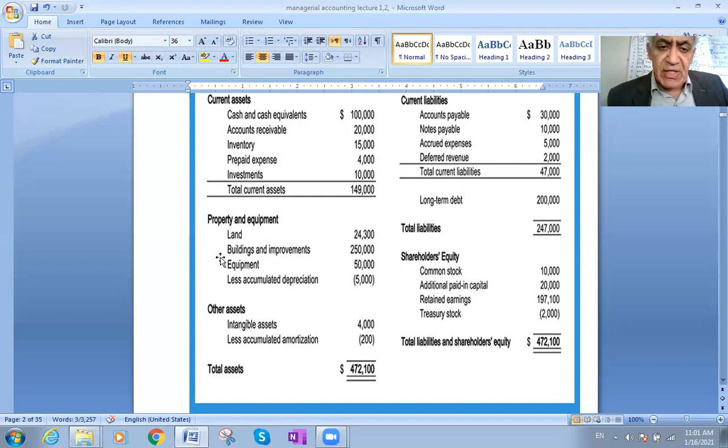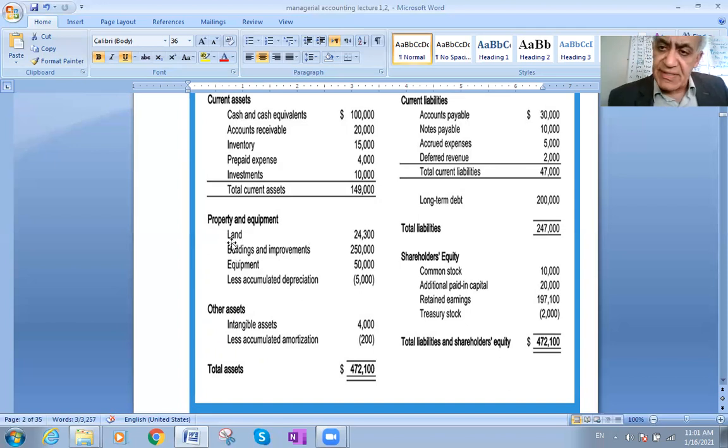Fixed assets include the buildings, the equipment, the land. Okay, how can I, as a student, distinguish between the fixed assets and the current assets? How can I make a distinction between the current assets and the fixed assets? Okay, the answer is like this.